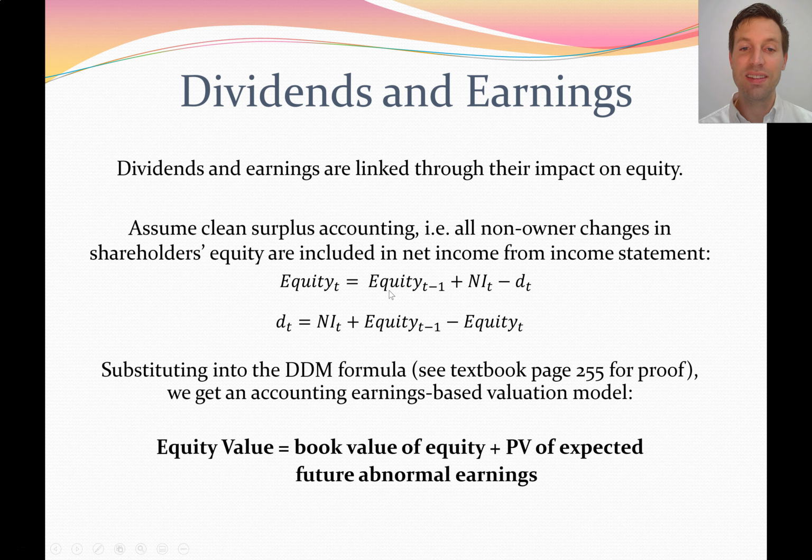If we're looking at the dividend discount model, okay, we've got dividends are equal to net income plus equity last year minus equity this year. If we substitute this term D into the dividend discount model and rearrange and do some algebra, we'll actually come up with the residual income model. And in words, it'll say the equity value of a business is equal to the book value of equity plus the present value of expected future abnormal earnings. Okay, so the textbook will show you how you can do that algebra, if you're interested in seeing how you could substitute this term in for dividends into the dividend discount model and come up with the residual income model.